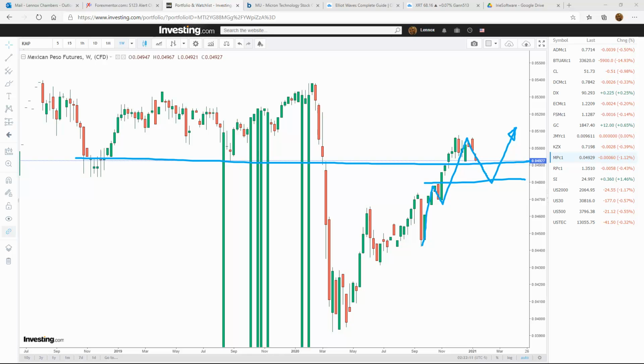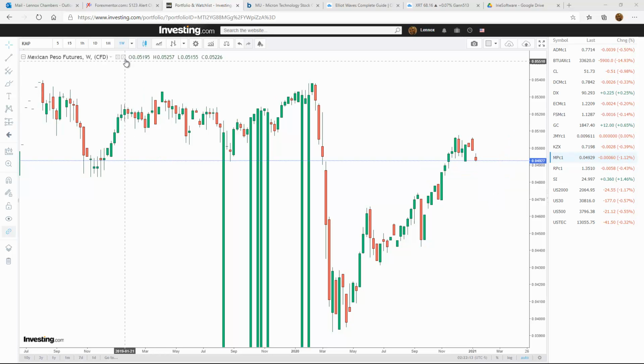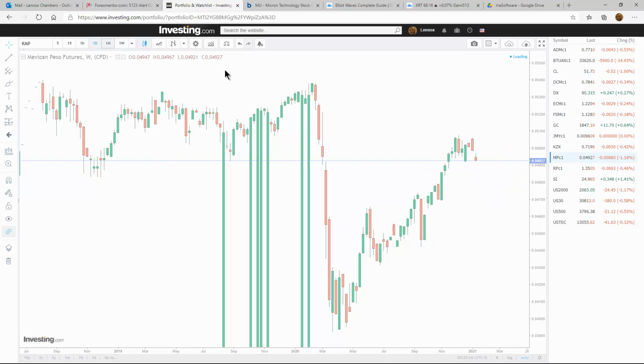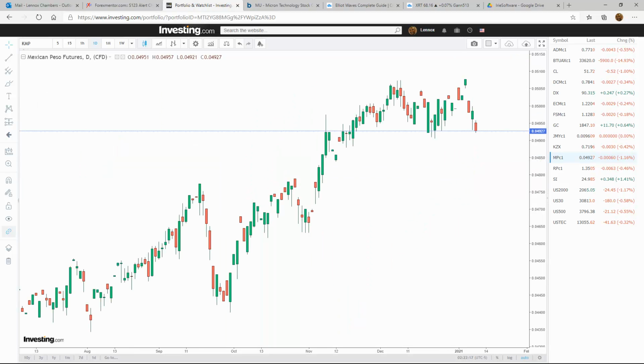So some weakness in the Mexican peso going into this week. You can see that we're indeed heading down. We could come back down into this area before we go again. Okay, so that's what I'm seeing. A little bit of weakness in Mexican peso.